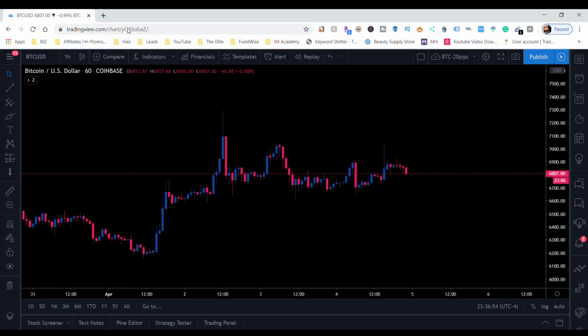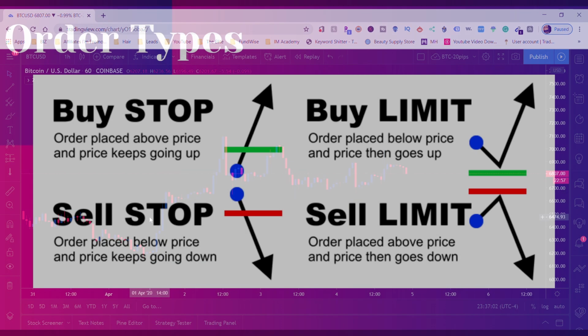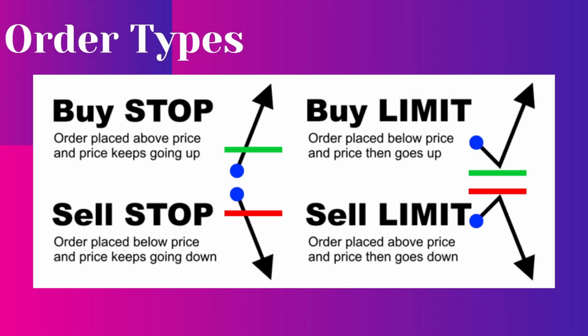Okay guys, before we go into this chart, I want to flash the 4 order types that we are going to go over. All right, so take a shot every time you hear me say, all right. Anyway, buy limit, buy stop, sell limit, sell stop.